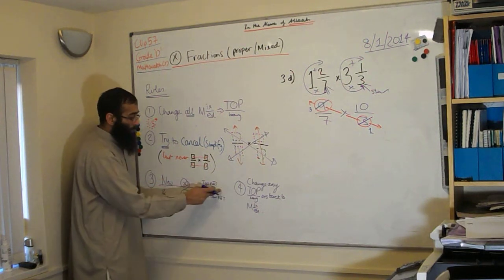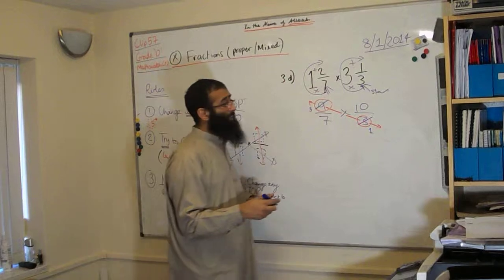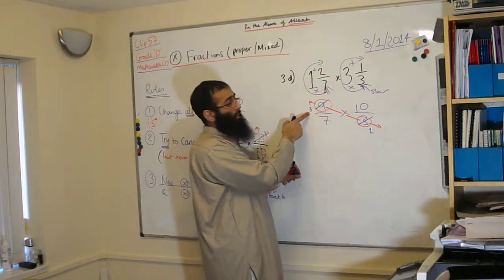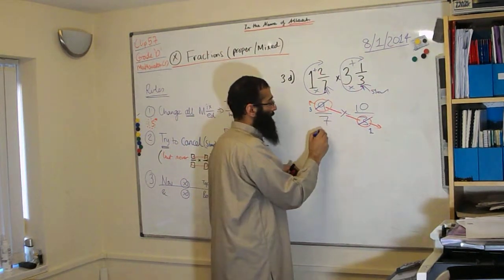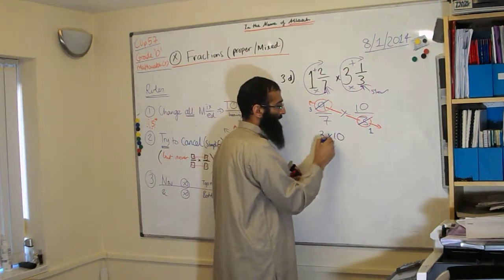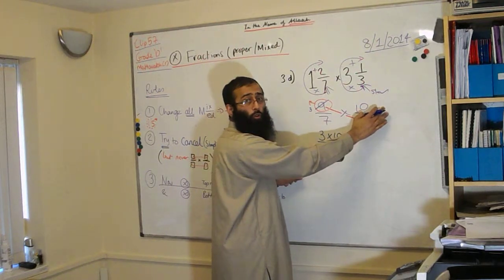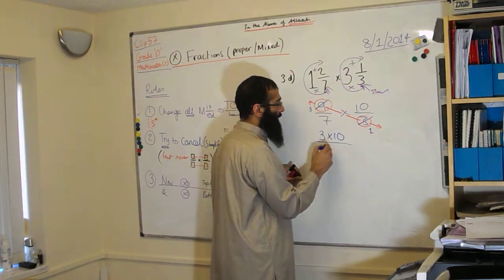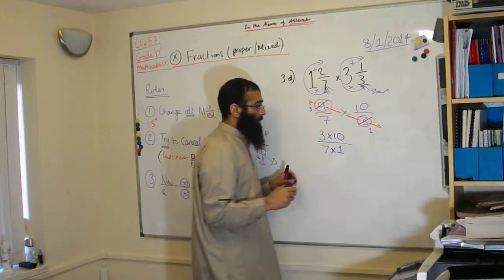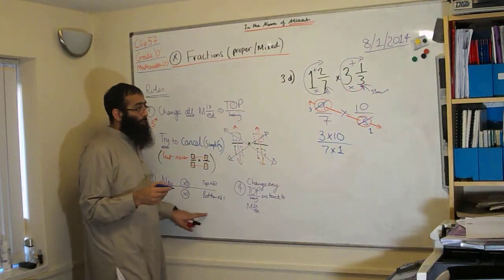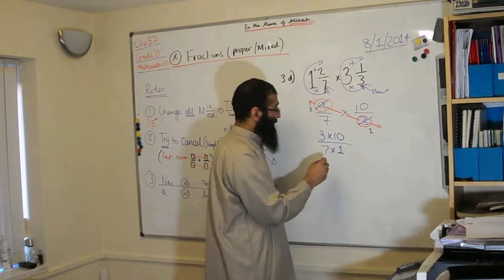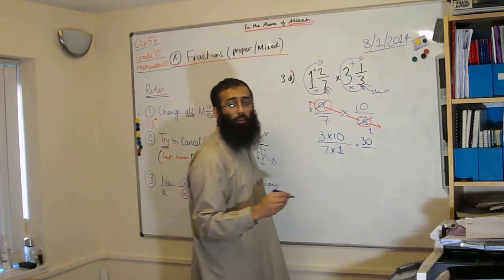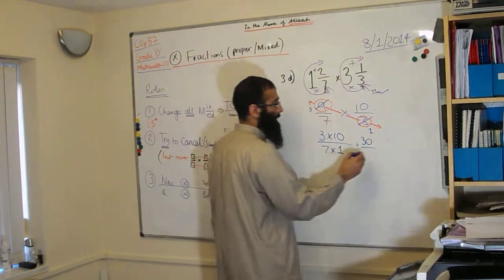Multiply out the top numbers and multiply the bottom numbers. Let's have a look at that step. So the 9 has now been replaced by a 3. 3 times 10 on the top, I'm multiplying out the top numbers according to the rule. Now the bottom numbers, 7 times 1. So 3 times 10 will give us 30, and 7 times 1 will give us 7.